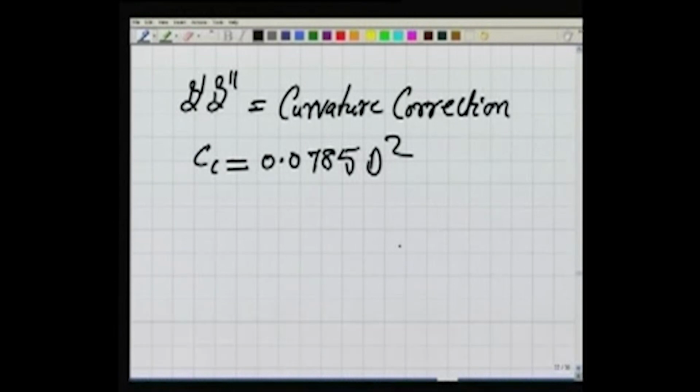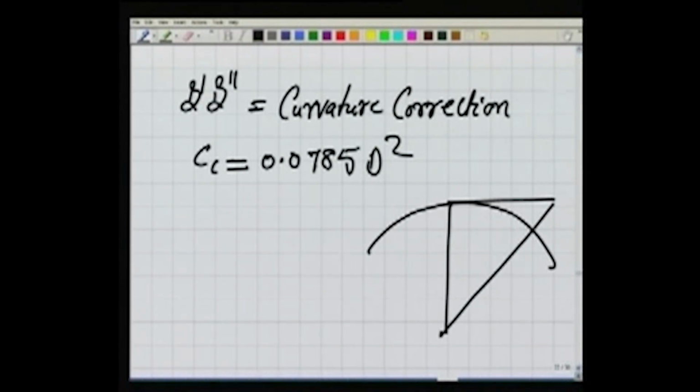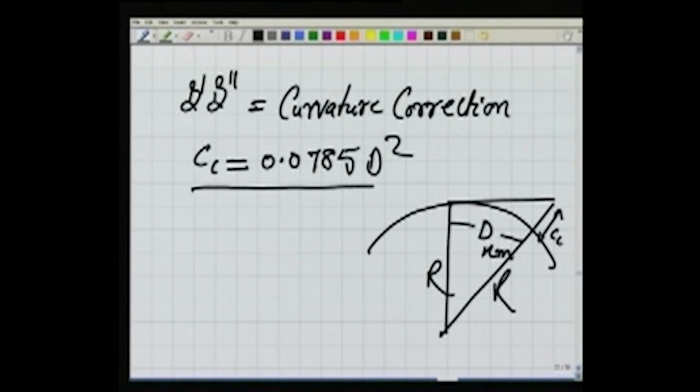This value can be computed. We can very well write how much is the deviation of tangent from the earth's surface. If you know the radius of earth, for a distance d in kilometer, I can find this CC. So we can derive it. After derivation, it has been found that CC is 0.0785 d square, where CC is in meter and d is in kilometer.